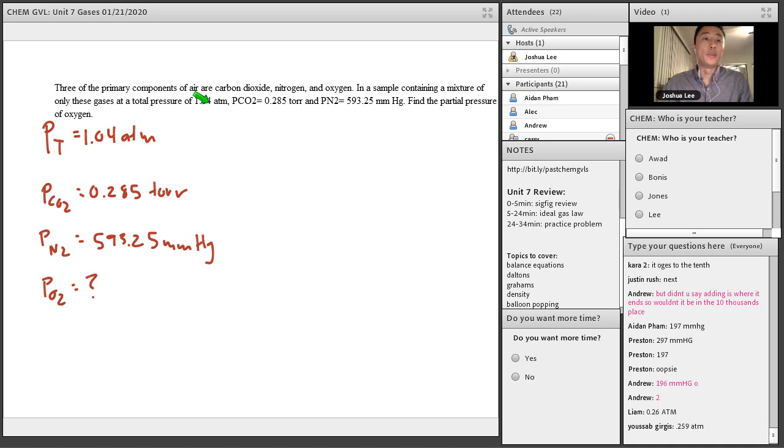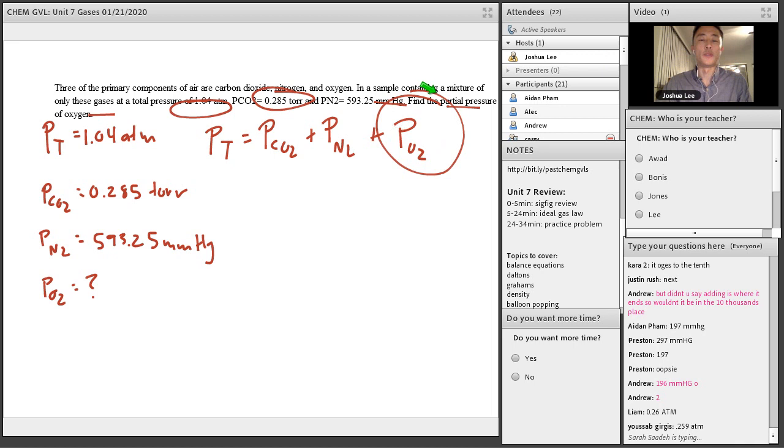So, keywords here: partial pressure, total pressure, and then a bunch of different gases. So pressure total is pressure of CO2 plus pressure of nitrogen plus pressure of oxygen. And we want to find oxygen. Couple things we have to make sure. You have to identify, hey, this is atmospheres, torrs, millimeters of mercury. So we have to make sure all of our pressure units are the same. I'm going to change it to millimeters of mercury just because torr and millimeters of mercury are the same thing.